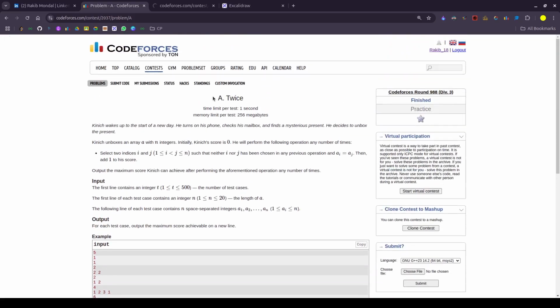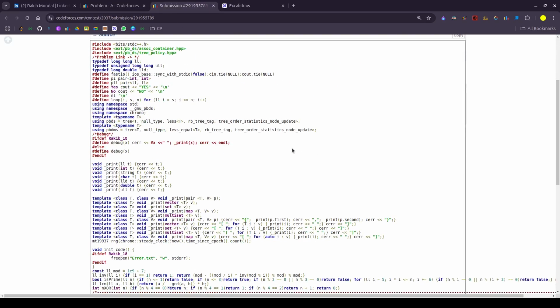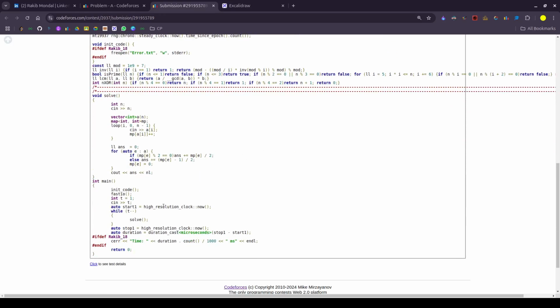This is the first problem of the contest. It is pretty simple. I just take the input, take each element, and count the number of occurrences of that particular value through a map, iterating through the array and counting that particular value.